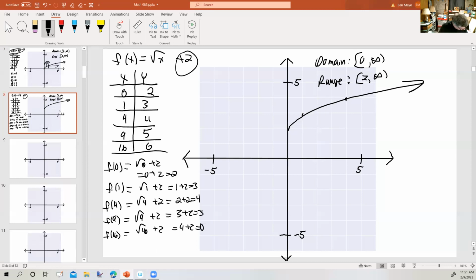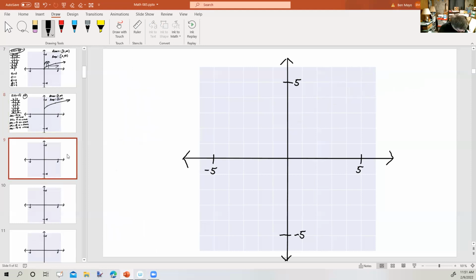Okay, now let's see here. Let's take a look at this. It says graph each function, give the domain and range. f(x) equals the square root of x plus 4. So now the 4 is inside of the radical. It's part of the radicand.